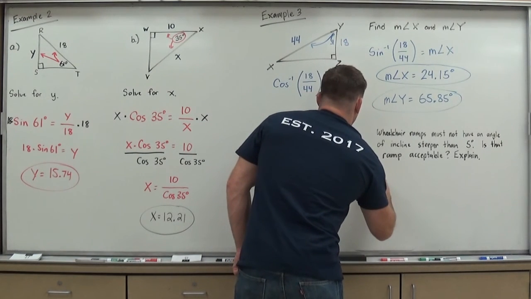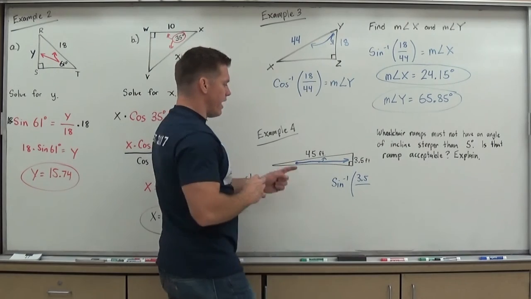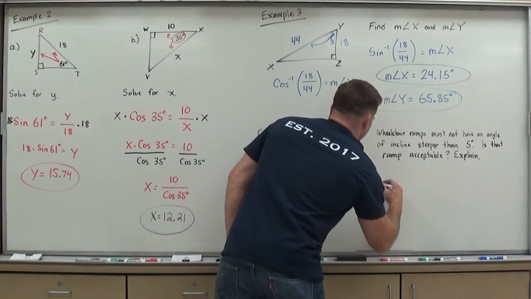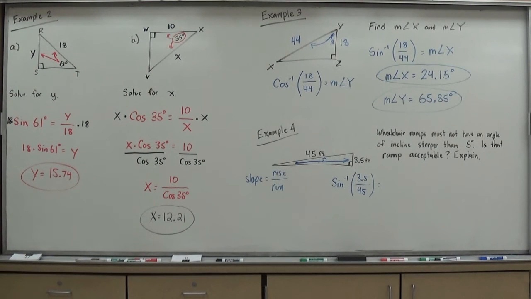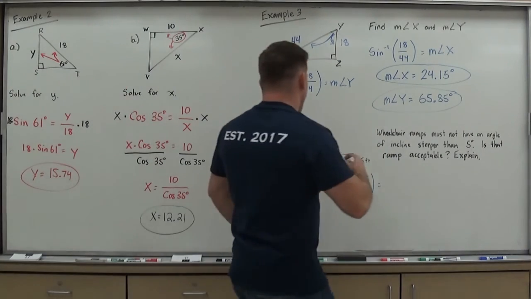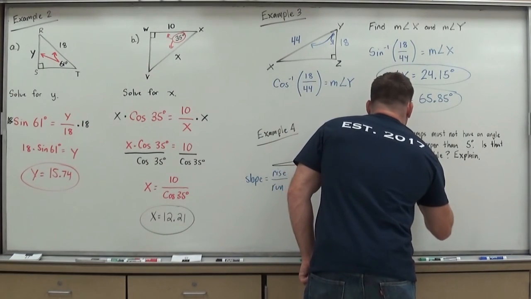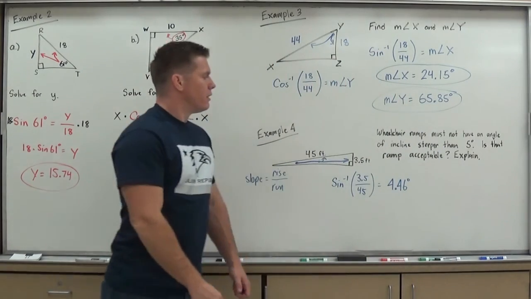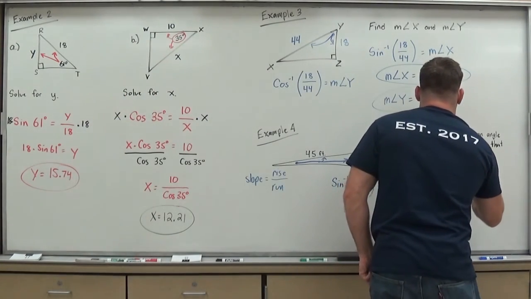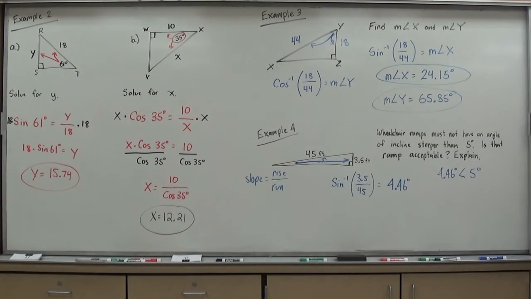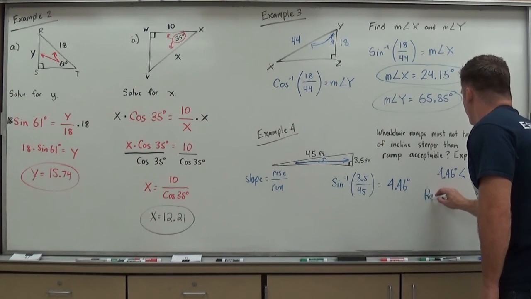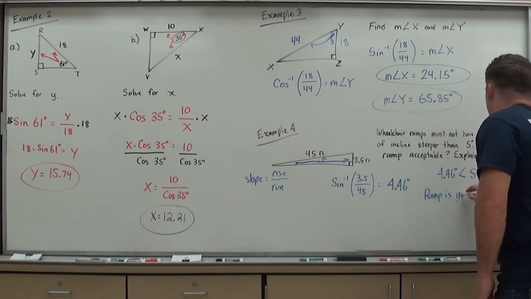The sine inverse of opposite, 3.5, over hypotenuse, 45, will let me know that missing angle. Back to my calculator to check. Second sine, 3.5 divided by 45, and that's 4.46. So that missing angle measure is 4.46 degrees. Now, 4.46 degrees is less than 5 degrees. So this ramp does work. Ramp is good to go, however you want to word this. This ramp is good, it's less than 5 degrees.